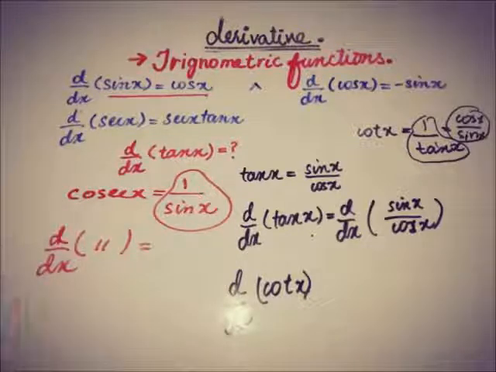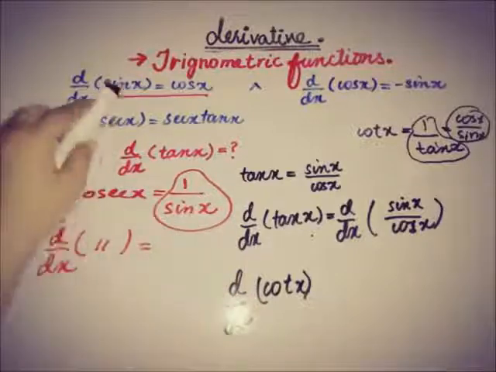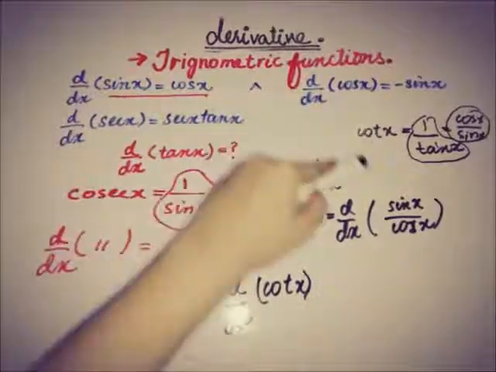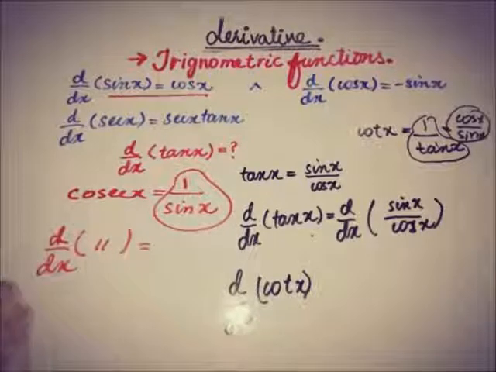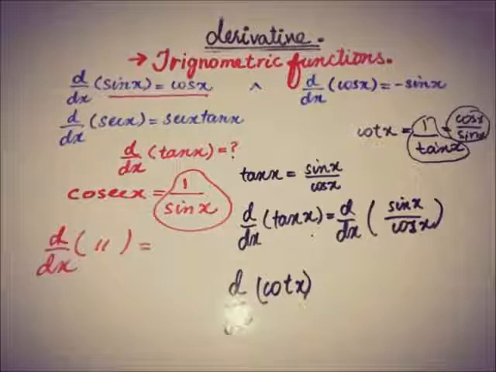But we can also find the derivative of all of the 6 trigonometric identities, sine of x, secant x, cot x, cos x, whatever it is, by using the definition.